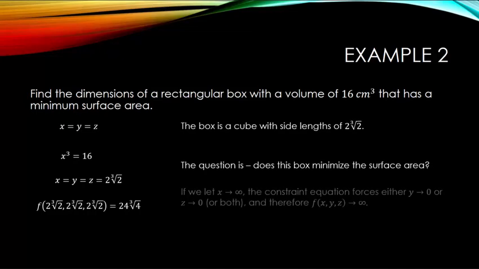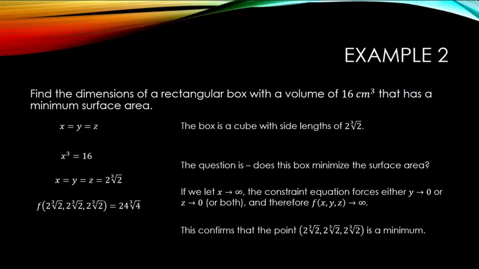Let's consider what happens if we were to let x go to infinity. If x went to infinity, the constraint equation would force either y or z or both to go to 0. This means that my surface area would approach infinity. This tells me that my point truly gives me a minimum surface area.